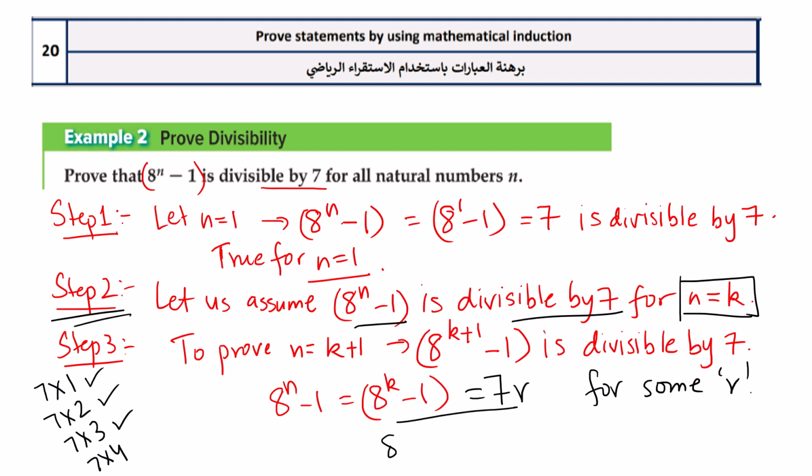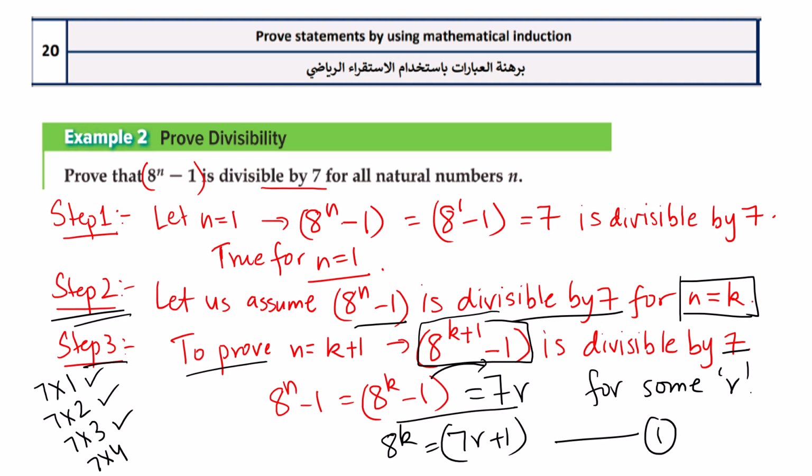So let's calculate the value of 8^k. I move 1 to the other side, so 8^k = 7r + 1. Let me mark this as equation 1. We are going to use this equation to prove step 3, where we have to show that 8^(k+1) minus 1 is divisible by 7. So if I'm able to write 8^(k+1) minus 1 as some multiple of 7, we are done. So let's use this. Now we move to the next slide. Let's complete the proof for step 3.